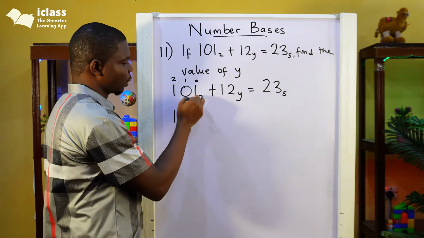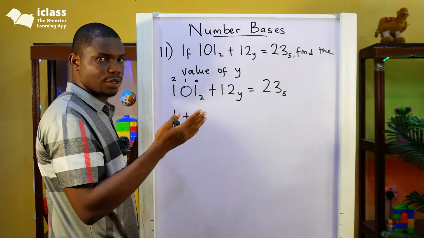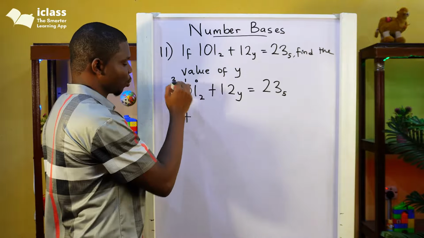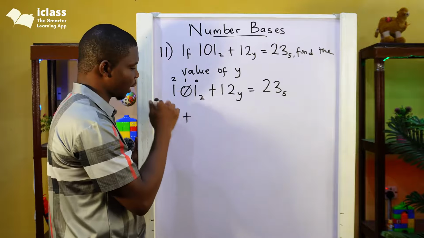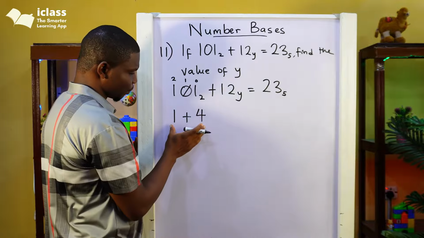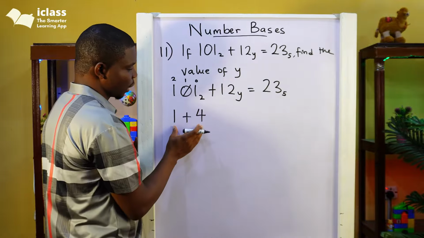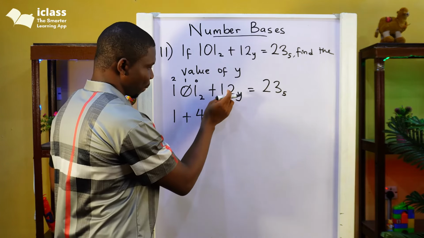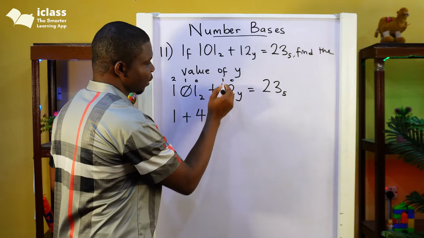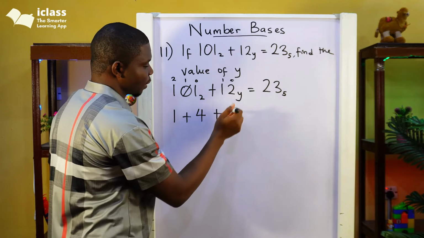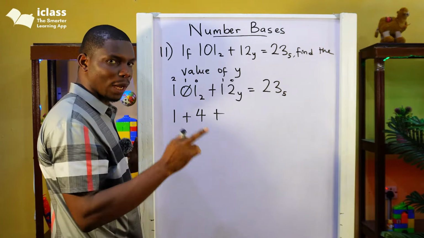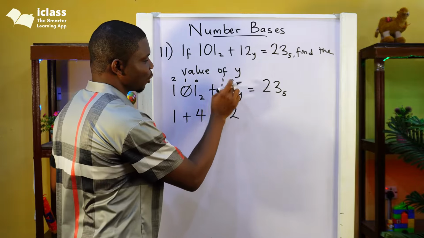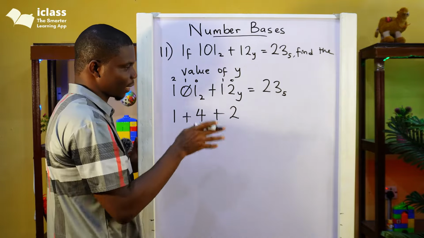Plus 0 times 2 raised to power 1. Anything multiplied by 0 is still 0, so that cancels out. Plus 1 times 2 raised to power 2. 2 raised to power 2 is 4, times 1 is 4. So 101 base 2 to base 10 is 5 base 10, right? Plus, let's label the digits, 2 times y raised to power 0. y raised to power 0 is 1, times 2 is 2. Then 1 times y raised to power 1, y raised to power 1 is y, times 1 is still y.